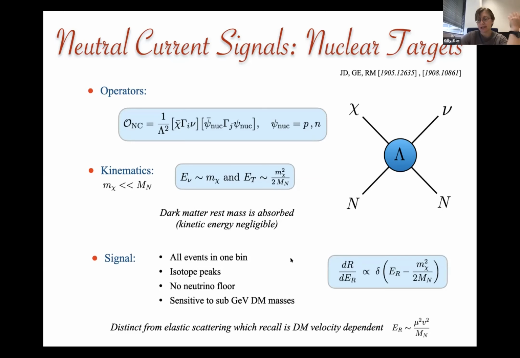So unlike the case of normal elastic scattering, in this case, because of the kinematics, you're going to have all the events in one bin. And different isotopes of the target material will actually correspond to different bins, and you'll be able to see that. Again, there's no neutrino floor, and you're sensitive to light dark matter.